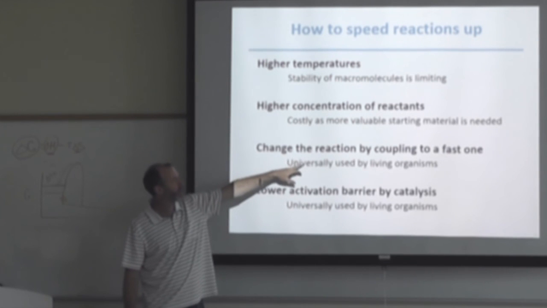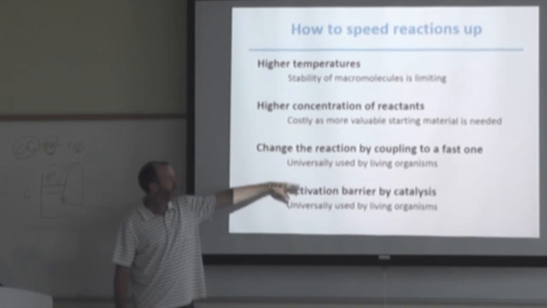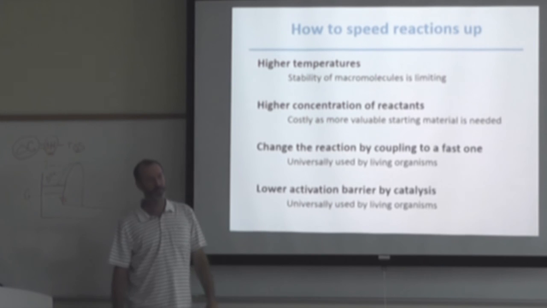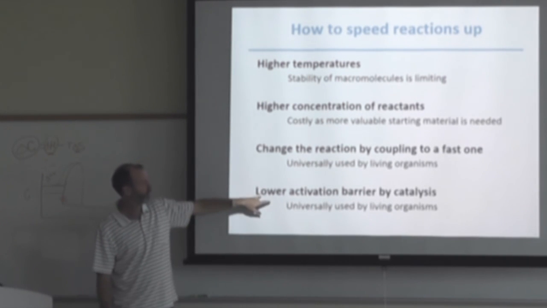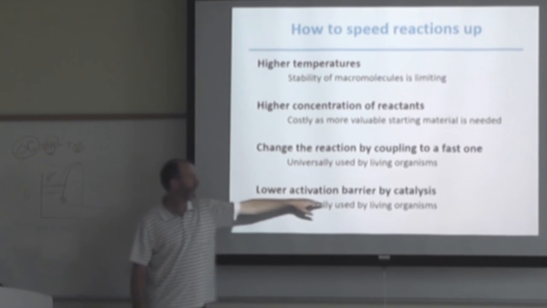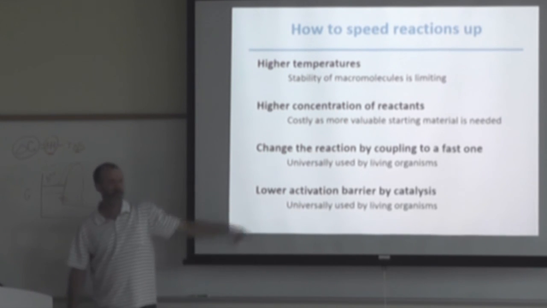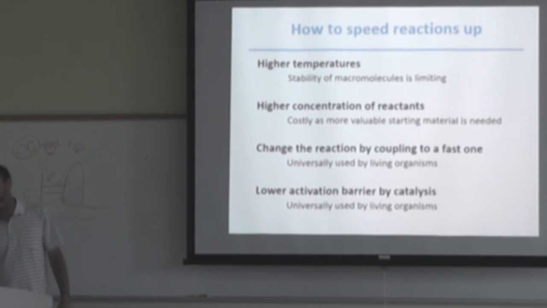Change the chemical reaction by coupling to a fast one. This is universally used by living organisms. We'll see a lot of that later. And we can lower the activation barrier by catalysis, and that's what enzymes do for the most part. They lower that activation.